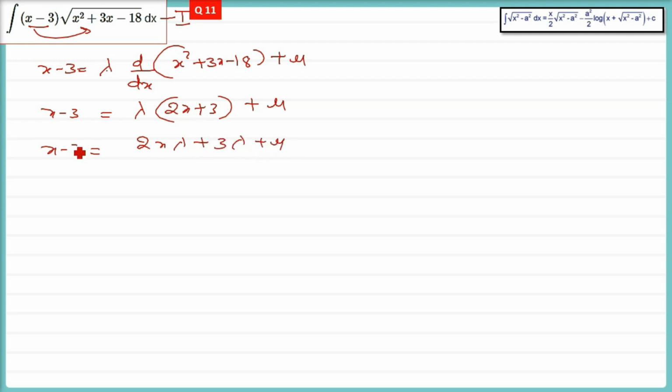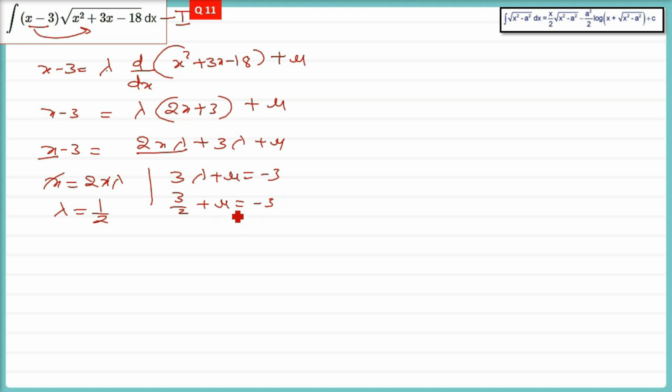Now multiply inside, lambda into 2x plus 3 will be 2x lambda plus 3 lambda plus mu. So x minus 3 equals this. Now equate the similar terms. x will be equal to 2x lambda, and 3 lambda plus mu will be equal to negative 3. So x gets cancelled, 2 lambda equals 1, and lambda will be equal to half, and 3 by 2 plus mu equals negative 3. You already have a value of lambda, which I just wrote as 3 by 2.